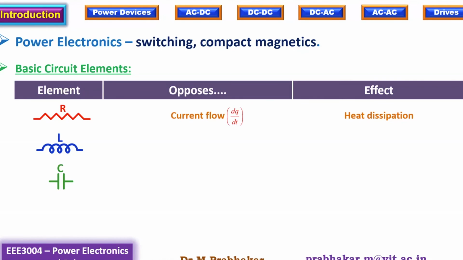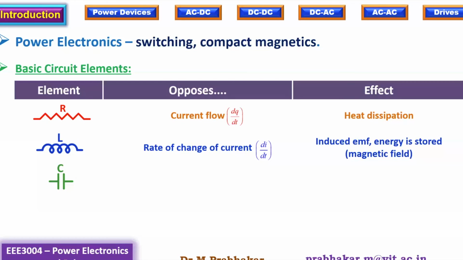Now let us try to understand what does L oppose. Change in current, good. Sudden change in current is also correct. What is the effect of that opposition? Or how does an inductor show its opposition to rate of change of current? By developing voltage across it, that is induced EMF. Good. So, inductor is going to oppose rate of change of current. Because it is opposing rate of change of current, EMF will be induced across it. You call it back EMF because it is going to be in opposition. Voltage is going to be induced, and then it is going to store energy in the form of magnetic field.